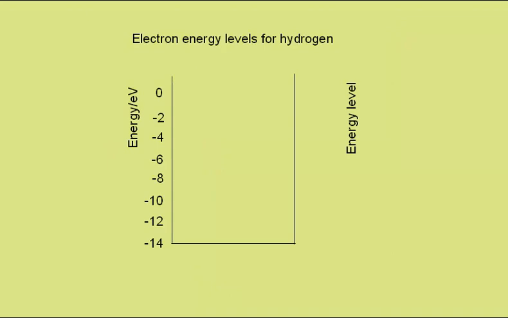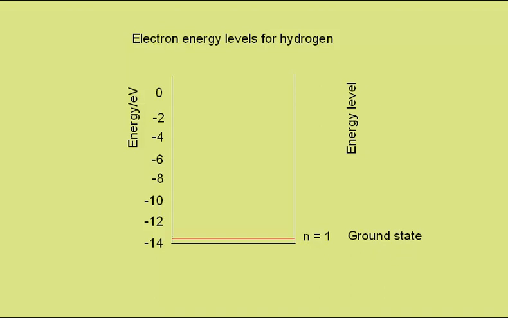We're going to look at the energy levels available to an electron in an atom of hydrogen. Hydrogen, having just one proton in the nucleus and one electron, is by far the simplest of the atoms and so the easiest to analyze. It was found that the electrons could only have certain specific energy levels. The lowest state, here at minus 13.6 electron volts, we call n equals 1, or the ground state.